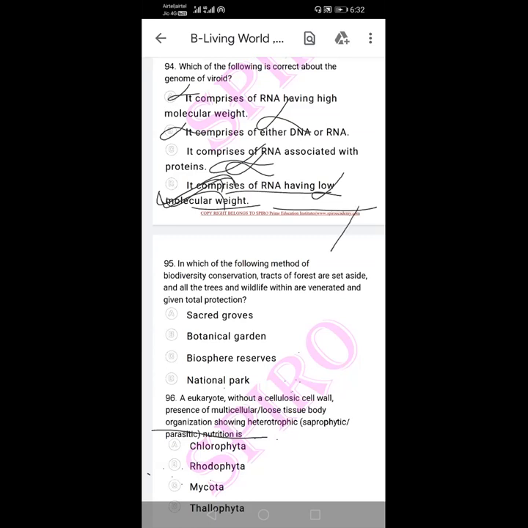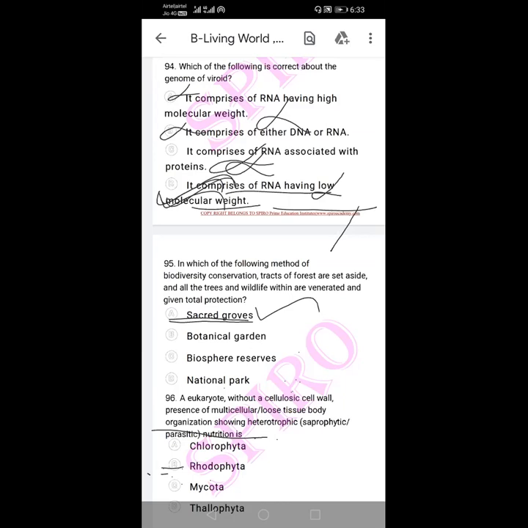So next question, number 95. In which of the following methods of biodiversity conservation is a tract of forest set aside and all the trees and the wildlife within are venerated and given total protection? So it is a sacred grove. The correct option is sacred grove.